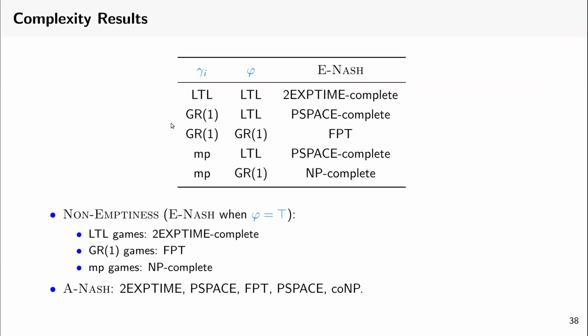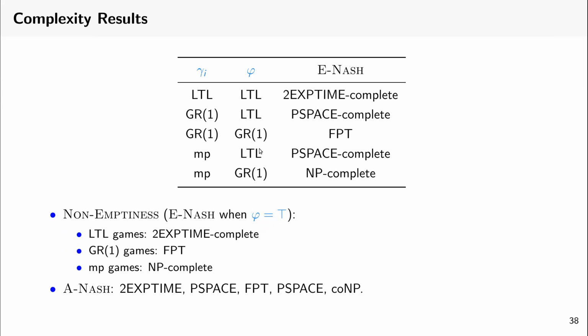It turns out if we have GR1 goals for the players and an LTL specification, we have a PSPACE-complete problem. Actually, the bottleneck is LTL model checking, which is PSPACE-hard. And if we have GR1 as both the goals and the specification, we have fixed-parameter tractability, parameterized on the number of players. So if the number of players stays fixed, we have a polynomial algorithm.